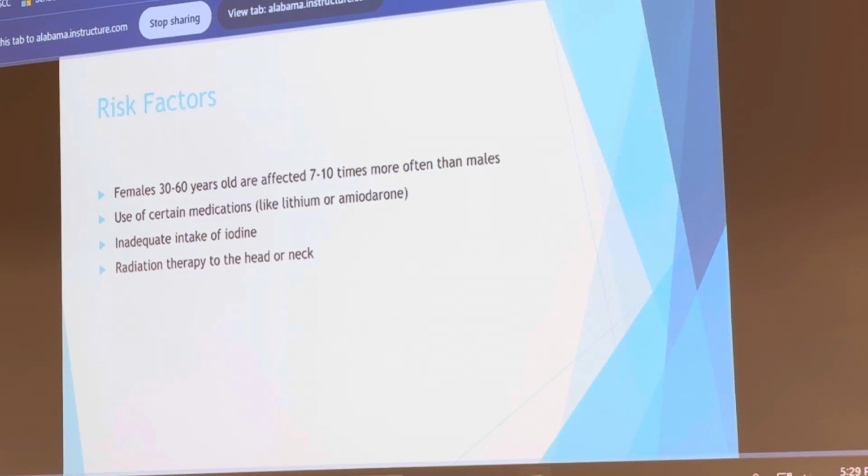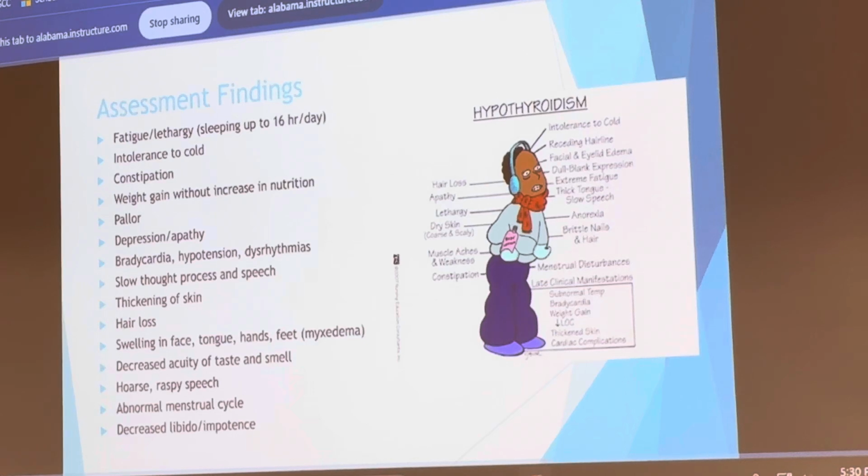Inadequate intake of iodine yet again. So like we said, iodine helps your thyroid function as it should. So that applies for both hypo and hyper. And then we can do radiation therapy to the head or neck. We paralyze, cut, injure, whatever, depending on the type of radiation therapy you get. You injure the thyroid, so now it does not work as it should.